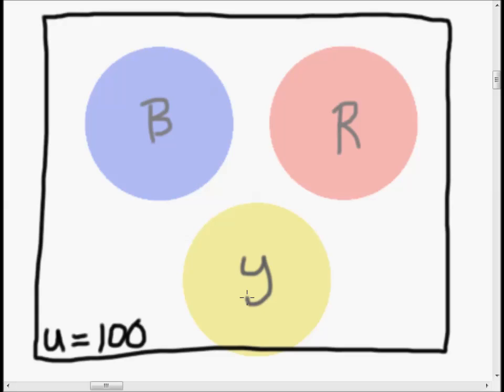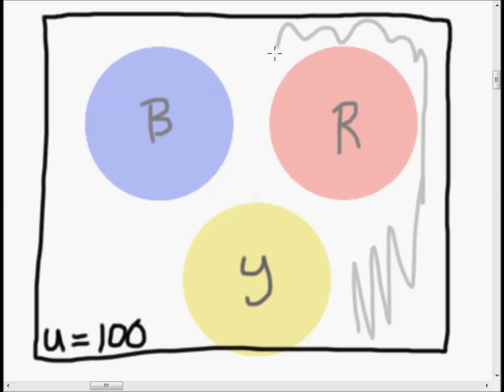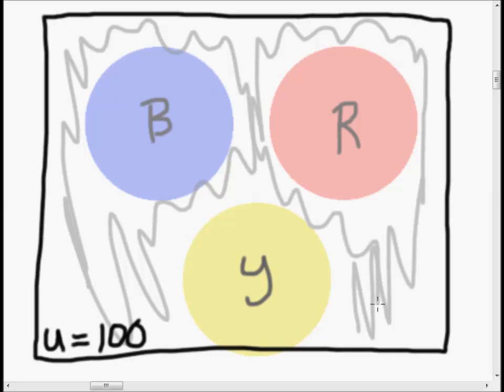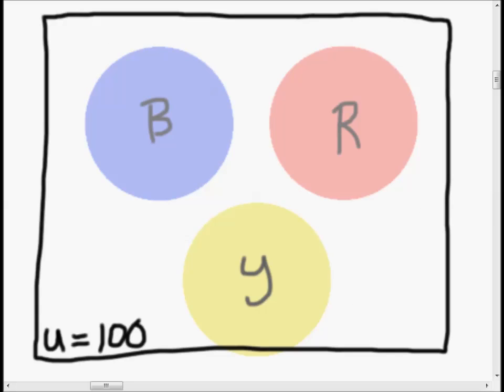And then the things outside, I'm not going to leave this here forever, but all the stuff out here, all the way around, is stuff that is neither blue, nor red, nor yellow. So this is your green fruits right now. This is any fruit that is neither blue, nor red, nor yellow. We're going to go ahead and get rid of that. That was just four examples.